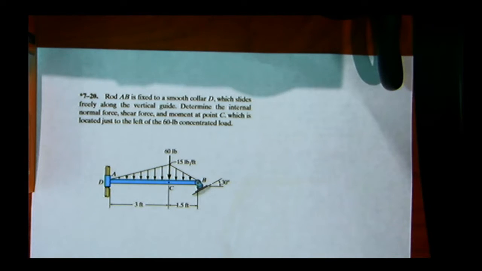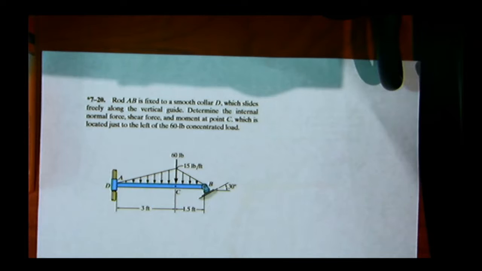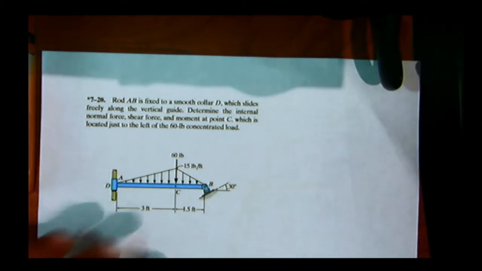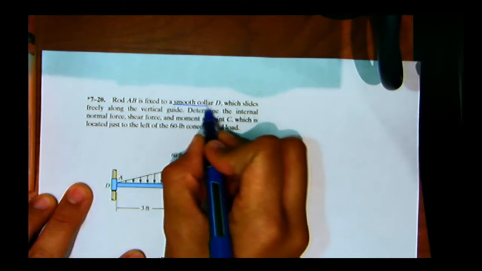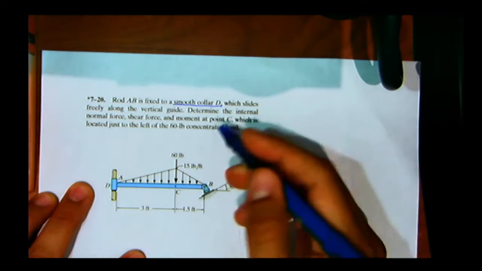Okay. So the problem says, rod AB is fixed to a smooth collar D, which slides freely along the vertical guide. So it goes like that, right? It says, determine the internal normal force, shear force, and moment at point C, which is located just to the left of the 60-pound concentrated load. So I know it looks like it's right on it, but it's just a little bit to the left of that.